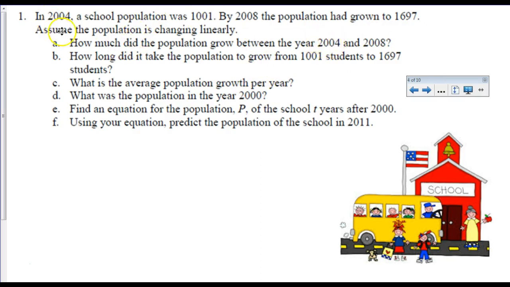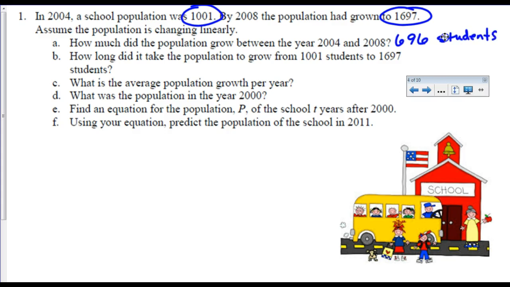Just be careful. So in this first example, in 2004, a school population was 1,001. And then by 2008, the population had grown to 1,697. Assume the population is changing linearly. And then it says how much did the population grow between 2004 and 2008? Well, that's just a simple subtraction problem. So if we subtracted those two numbers, we get 696, I believe, students.